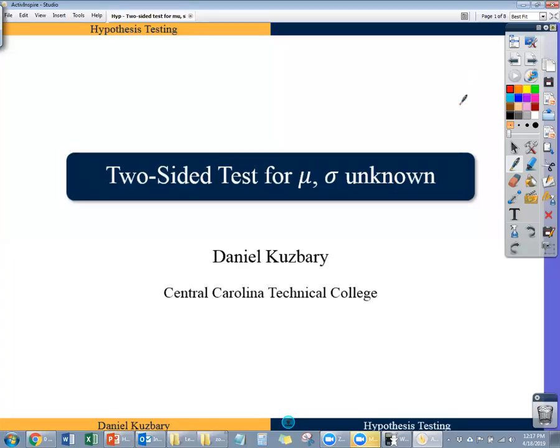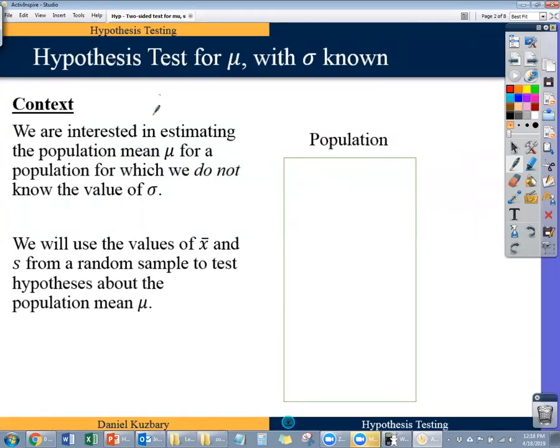This is Daniel Coosbury, and I'm going to show you how to do a two-sided hypothesis test for the population mean mu when you don't know what sigma is. So we're in a context where we have a population, and we want to estimate what mu is, but we don't know what it is, and that's the whole point of what we're doing: we're trying to find out what mu is.